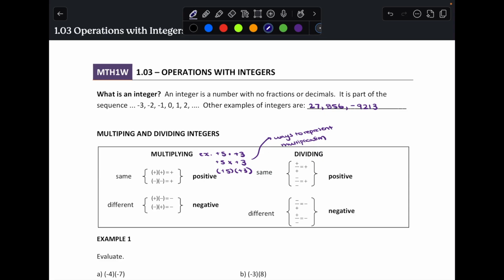When we're looking at dividing, there's a couple ways to represent division. We can write it as a fraction. So here, let's say -5 divided by -3. And another way to write it is using the division symbol, -5 divided by -3. And so these are ways to represent division.